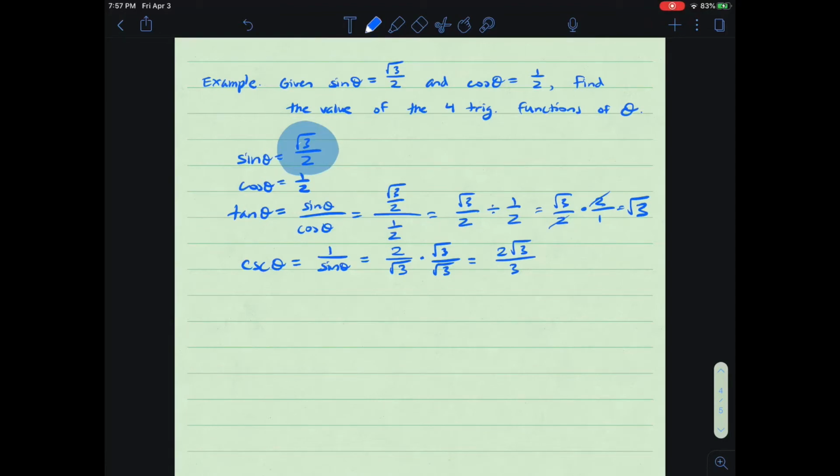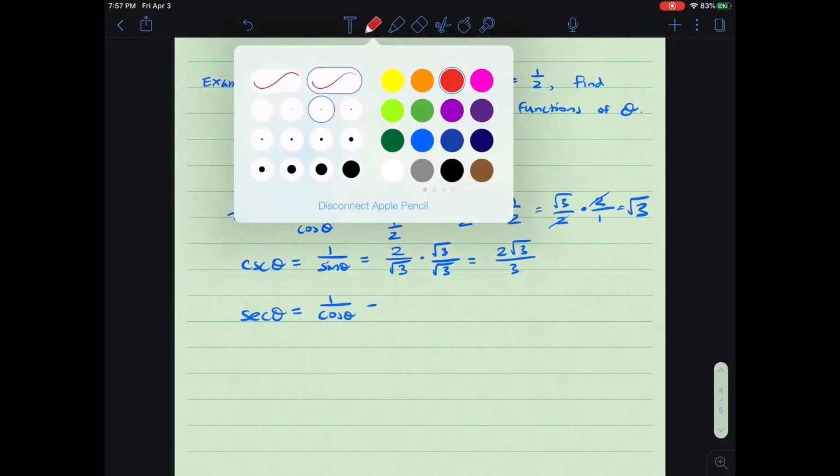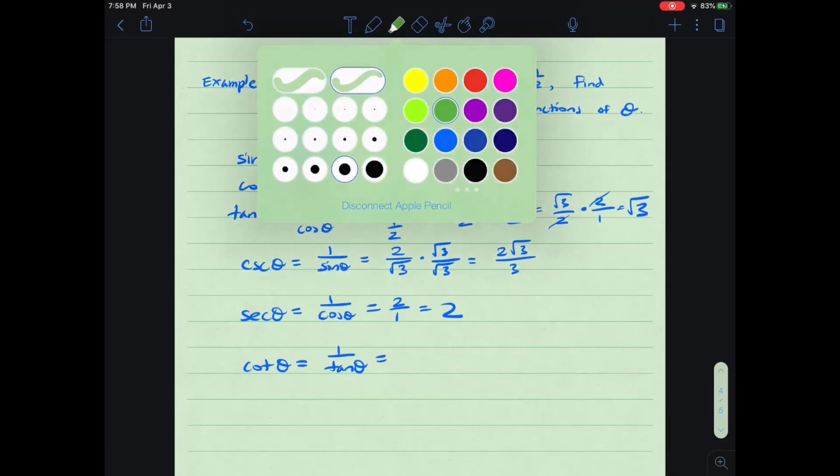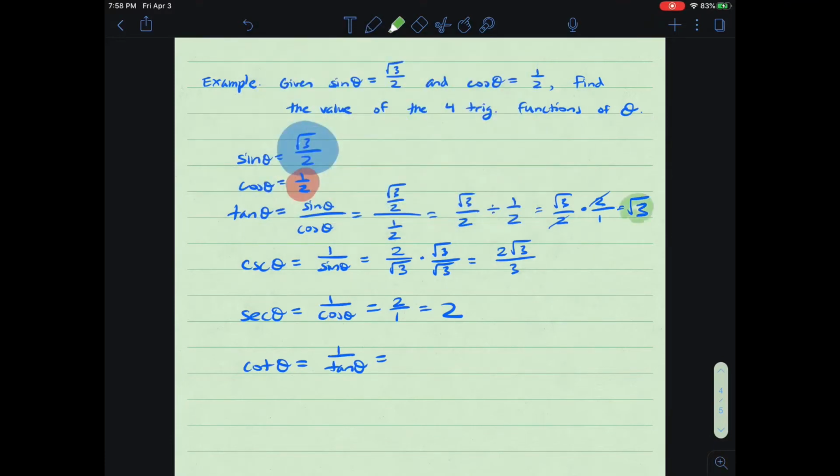Now from cosecant of theta, I'm going to find secant of theta. And once again, secant is just the reciprocal of cosine. So what I'm going to do here is look at the cosine value, which is just 1/2, right? And so if I take the reciprocal of 1/2, I just get 2/1, or just 2. And lastly, I'm going to find cotangent of theta. Here I'm just going to use the fact that cotangent of theta is 1/tangent of theta. And that would just be the reciprocal of this value here.